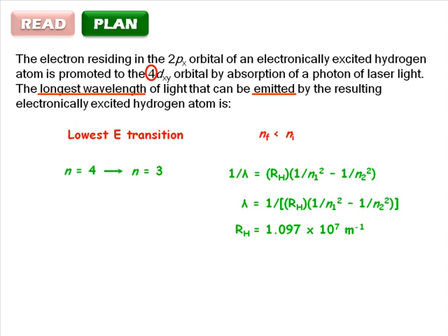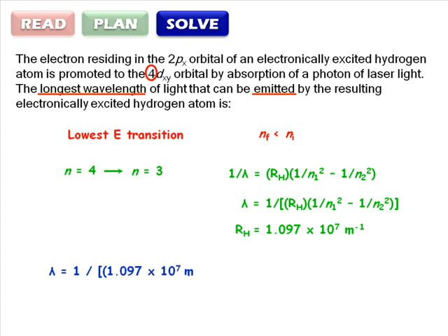Since the question doesn't specify what units the answer must be in, we don't need to worry about converting any units. Now we can solve the question. Plug in the value for the Rydberg constant, 1.097 times 10 to the 7 in units of inverse meters, and the two values for n. Remember, n1 must be smaller than n2. And calculate the answer.